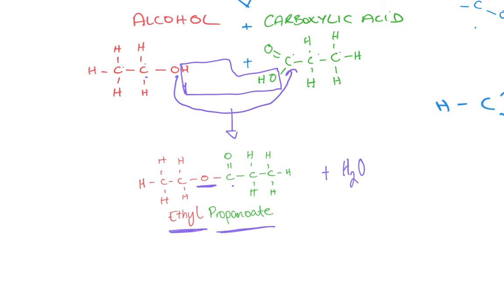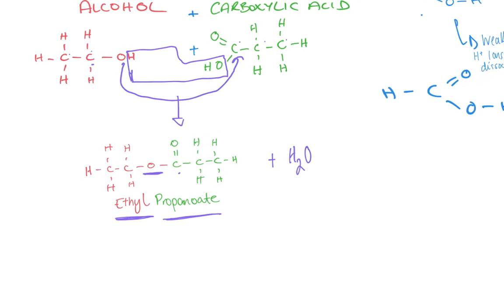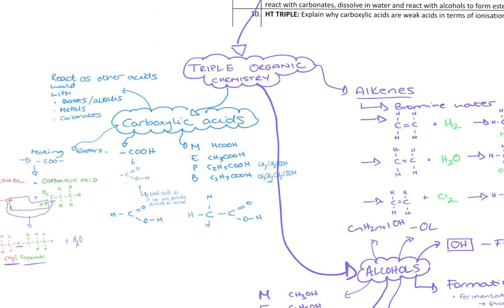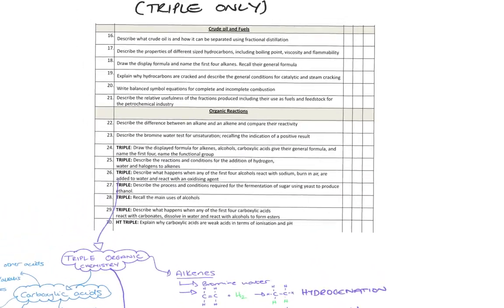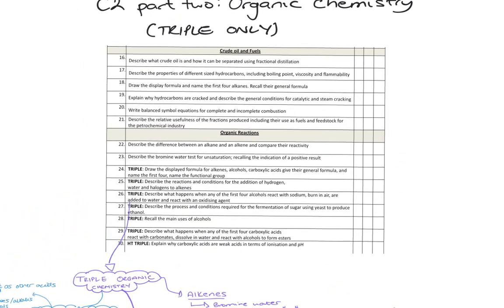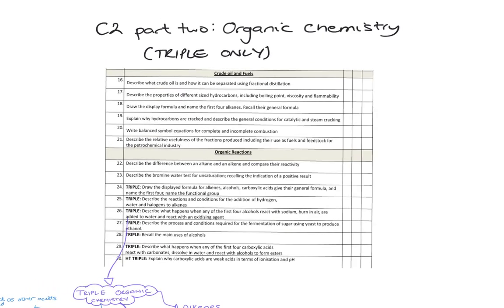Now that is everything you need to know for the triple science section of the organic chemistry in C2. This does very, very heavily link on to your polymers section, which again is triple science only for the organic part of that, which will be in a separate video as it's a little bit more complicated. Feel free to rewatch this video to give yourself some more information to make additional notes if necessary.